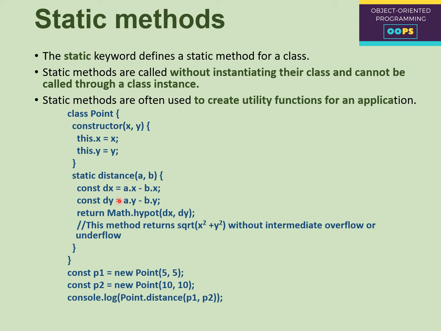So what happens here is that p1's x value and p2's x value, the difference between them will be calculated and stored in dx. Likewise, the difference between p1's and p2's y values is stored in dy. Then after that, it will find out the hypotenuse of dx and dy, and that value will be printed in the console area.